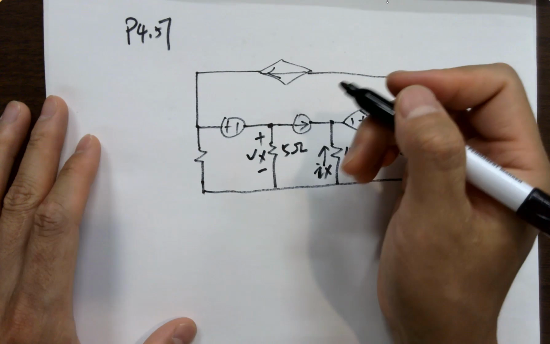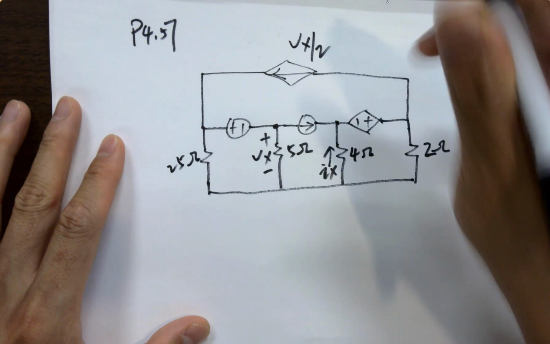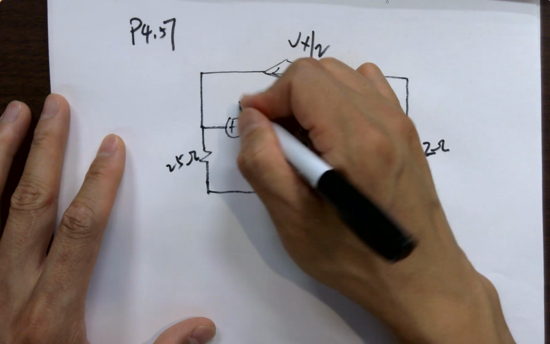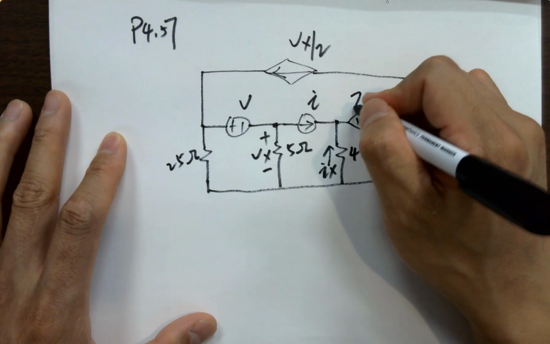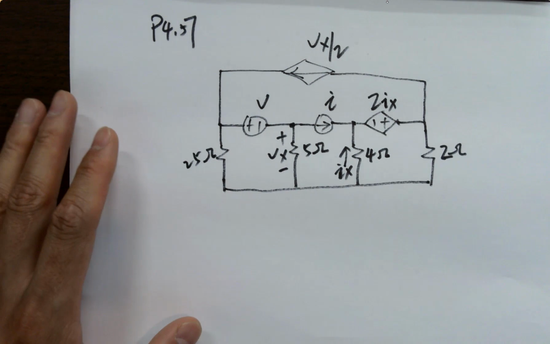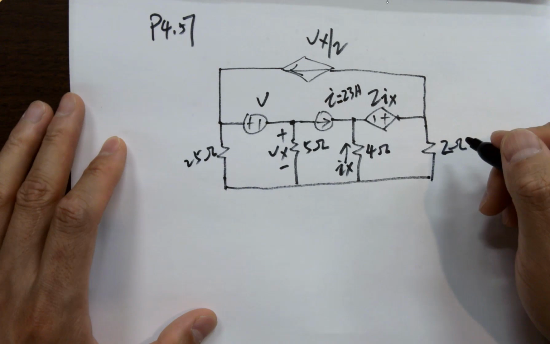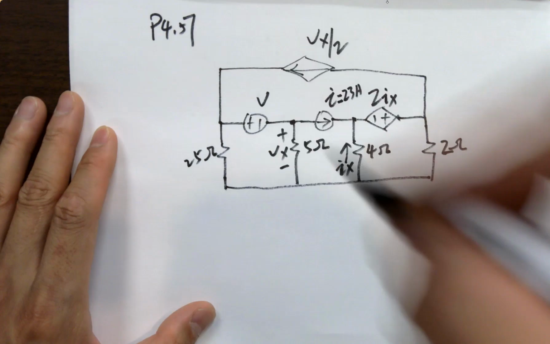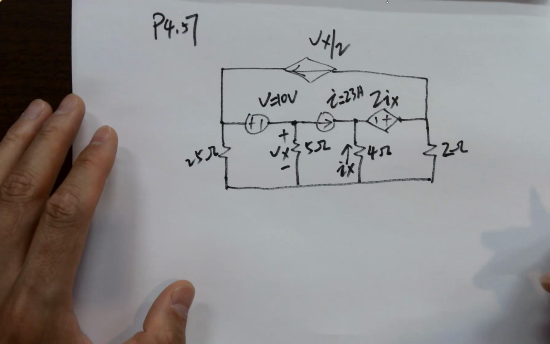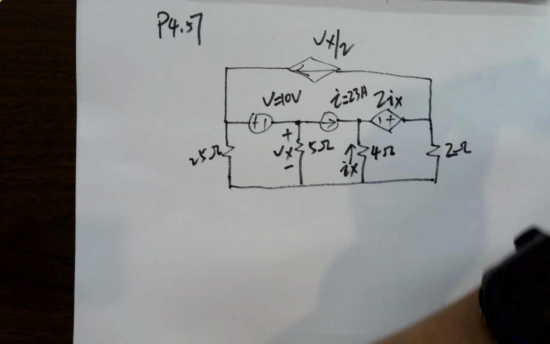Vx, 25 ohms, Vx over 2, so that's a voltage controlled current source. 2Ix, that's a current controlled voltage source. I is 23 amps. V is 10 volts. They're asking you to do, oh, would you use the node voltage or the mesh current method? So I have an option here.